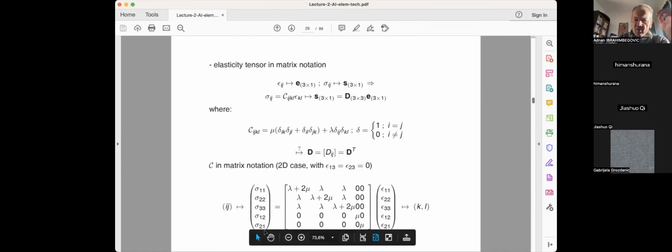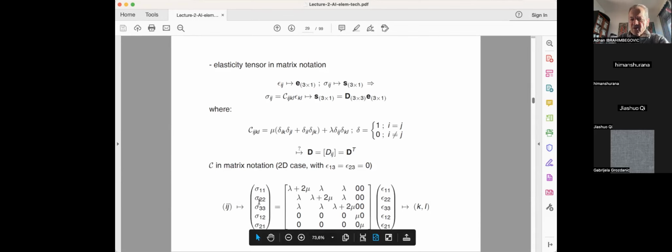Then I write all these components: sigma 1, sigma 2, sigma 3, sigma 1,2, sigma 2,1. I only kick out the others that are not related to sigma 1,3, and so on. This is like kicking out epsilon 1,3 and epsilon 2,3 and the corresponding stresses. And then I simply take the components i, j, k, l and look into this equation to obtain what I get.